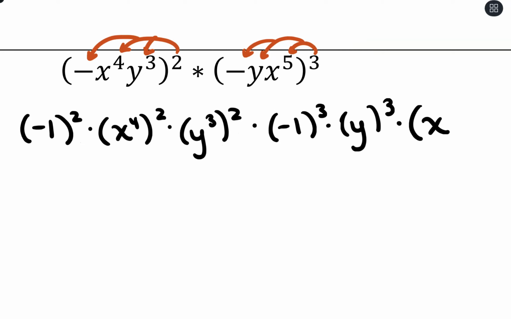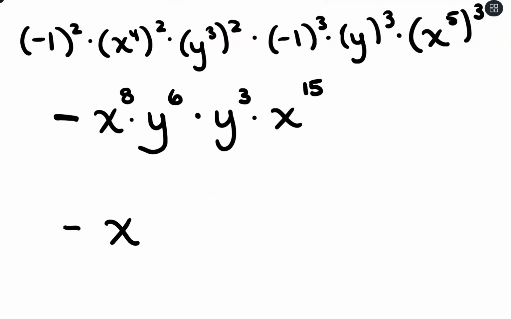Okay, negative 1 squared is just positive 1. x to the 4th squared, 4 times 2 is 8. y cubed squared, 3 times 2 is 6. Negative 1 cubed is a negative 1, so I'm going to go ahead and put a negative symbol out front from that negative 1 cubed. Then we have a y cubed, and we have x raised to the 5th power raised to the 3rd power, and multiplying would give us 15. So we'll have a negative x, 8 plus 15 is 23. And then y to the 6 plus 3 is 9.